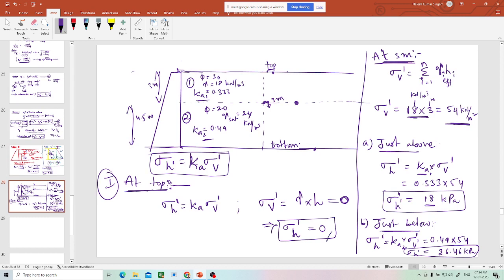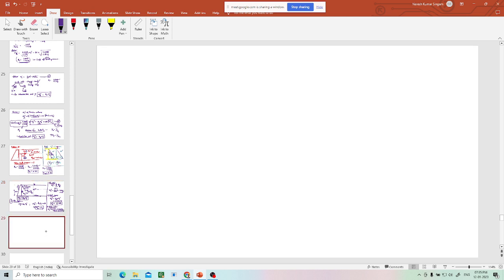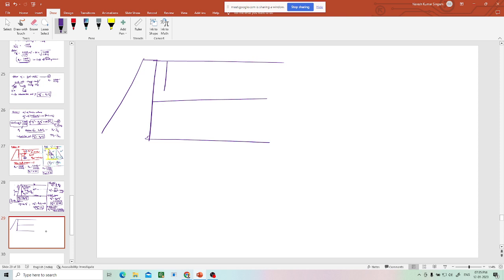Now at 3 meters we found out. At top we found out that is 0. At 3 meters just above and just below we found out. Now you have to find out at the bottom. So we'll again shift. Now I'll just roughly draw, again, not to confuse. Okay, this is 3 meter, 4.5 meter and 3 meters. There is water table here. Gamma 18, phi 30.